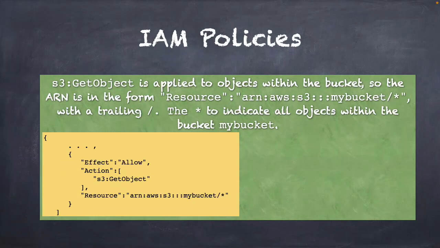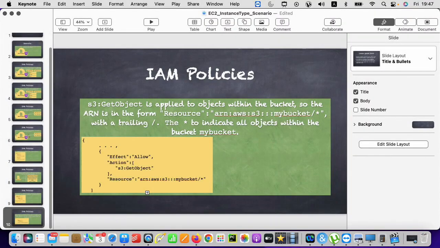On the other hand, this example is for the get object. So we see the action s3:GetObject. GetObject is applied to the objects within the bucket that is called myBucket. So the ARN is in the form Resource: arn:aws:s3:::myBucket/ with the trailing forward slash. And the asterisk at the end indicates that all the objects within the bucket myBucket are accessible with the GetObject method. This is all on IAM policies.